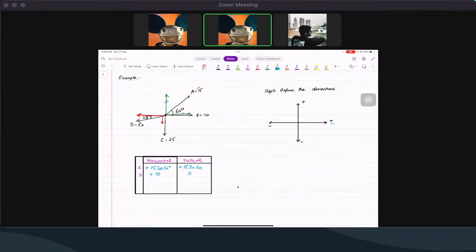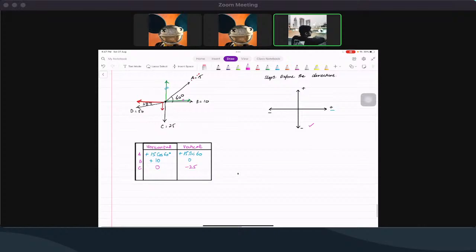Now C, if you look at it, it's down, so it does not have any horizontal component, but it is negative 25, negative because I took down as negative. Is it clear? Yes, it's clear.